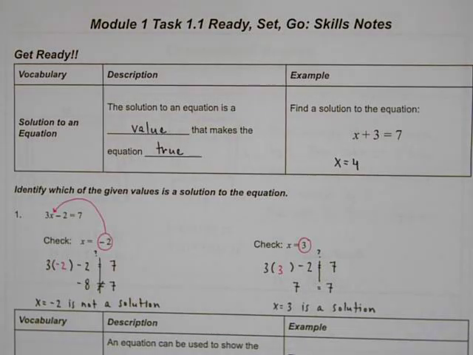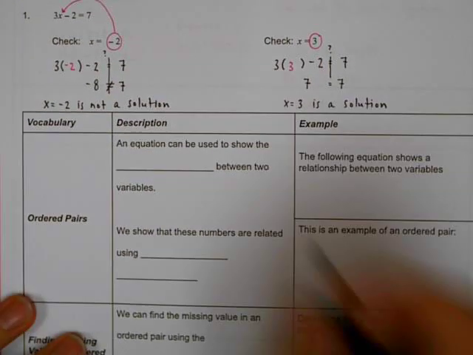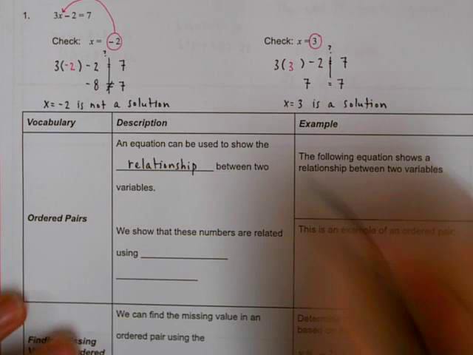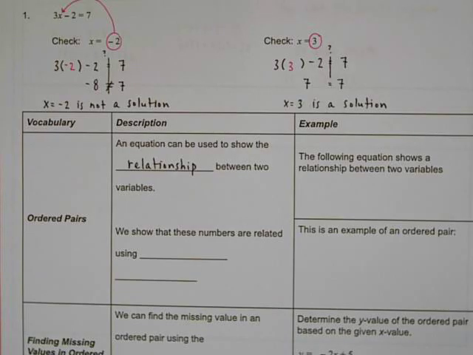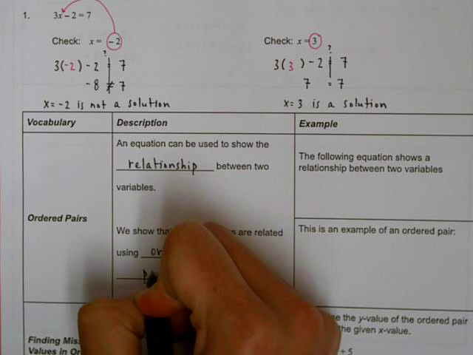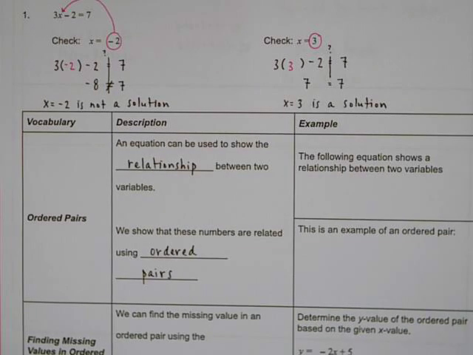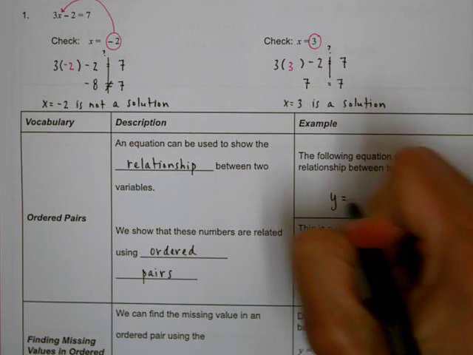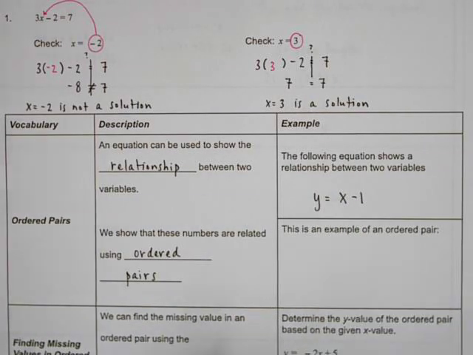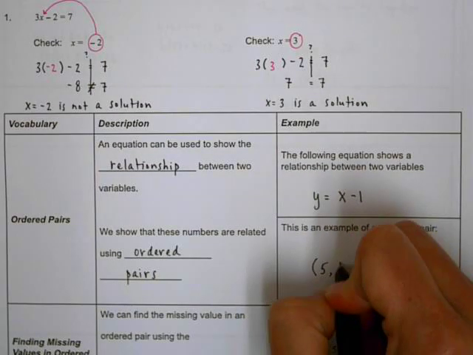The next thing we need to be able to do is work with ordered pairs. So an equation can be used to show the relationship between two variables. And we show that these numbers are related using ordered pairs. So for example, the following equation shows a relationship between two variables. My equation might be y equals x minus 1. That tells me the relationship between my variables x and y. An ordered pair might be 5, 4.